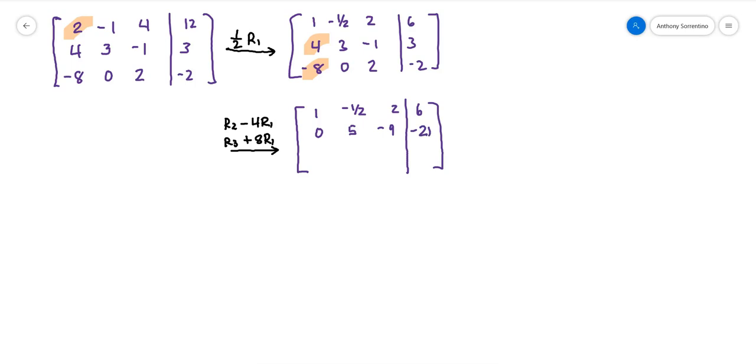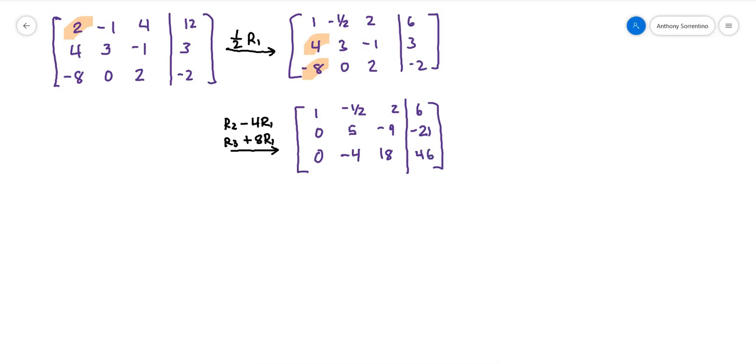Row 3, negative 8 plus 8 times 1 is 0. 0 plus 8 times negative 1 half would give me a negative 4. 2 plus 8 times 2, that's going to be 2 plus 16, that's 18. Negative 2 plus 8 times 6, well, 8 times 6 is 48, and negative 2 plus that is going to give me 46. So that's what I transformed into.